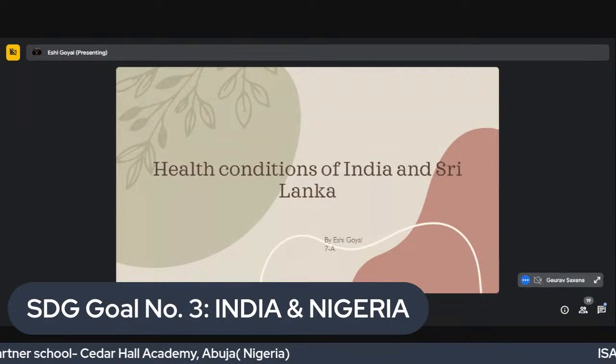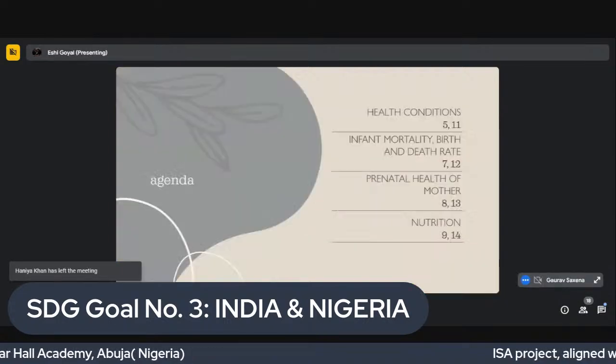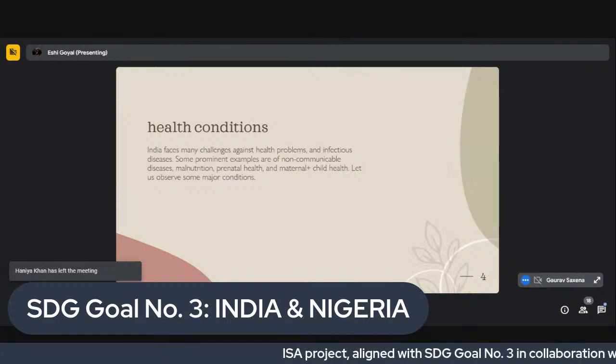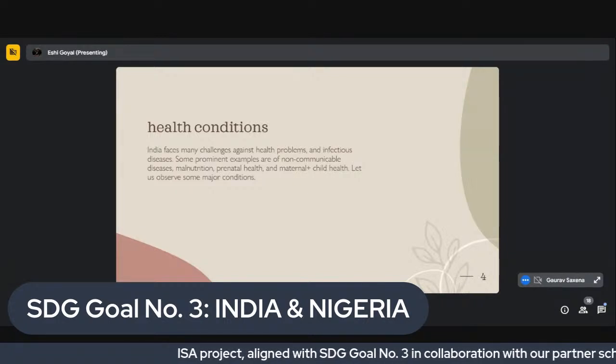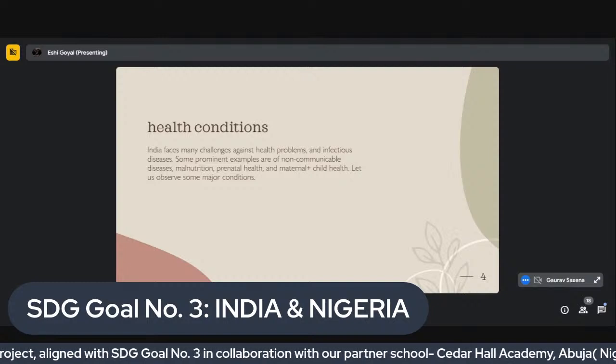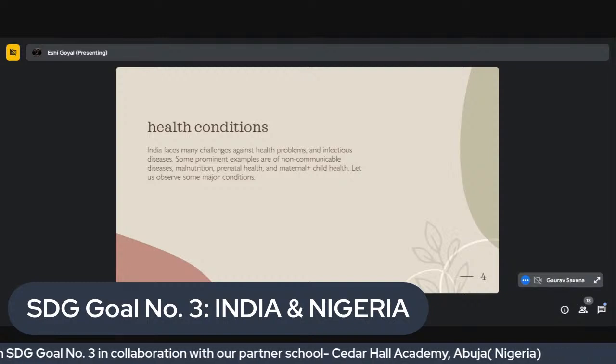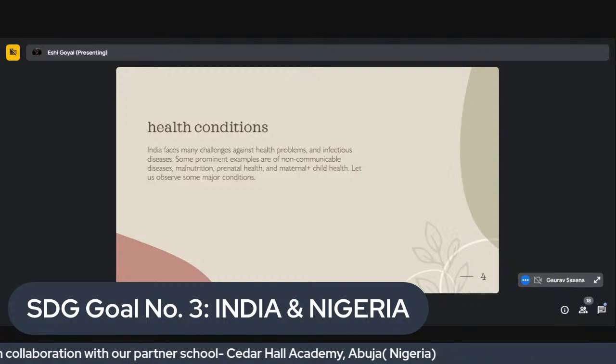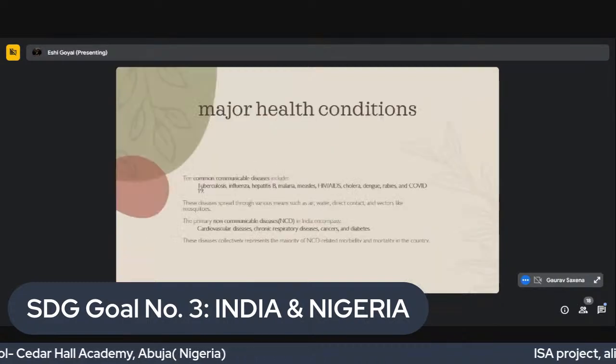Health conditions of India and Sri Lanka. India faces many challenges against health problems and infectious diseases. Some prominent examples are non-communicable diseases, malnutrition, prenatal health, and maternal plus child health. Let us observe some major conditions.